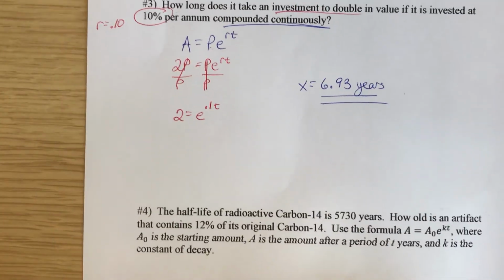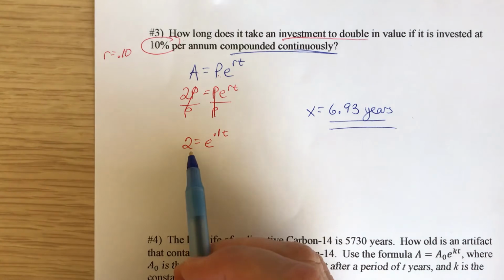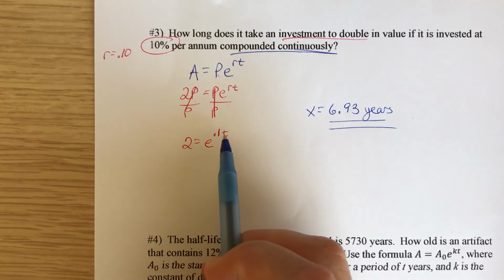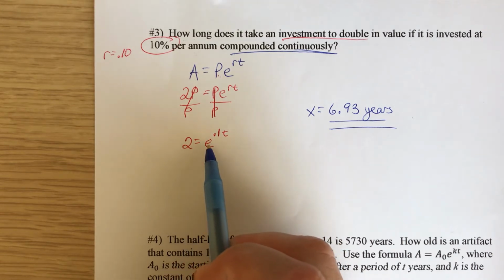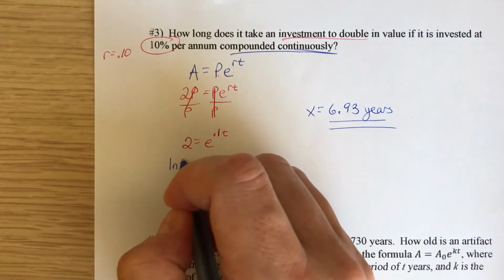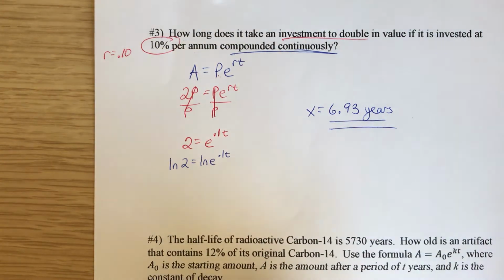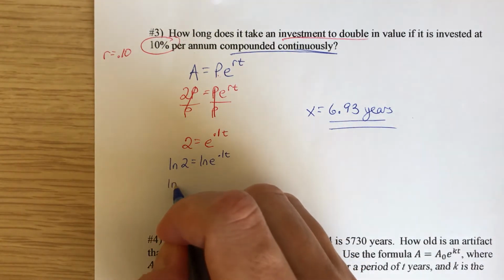But now we actually have an easier way of doing this. We have a technique to get rid of this exponent, to move this variable from the exponent. Let's take the log of both sides. Because the base is e, let's use the natural log of both sides. And what happens is we get the natural log of 2.